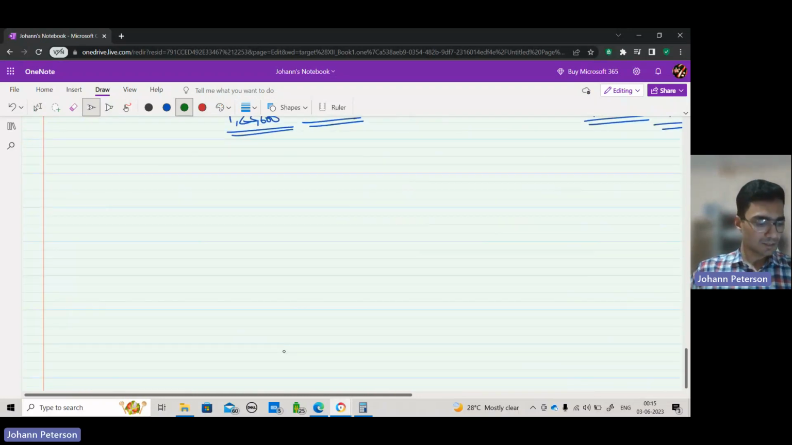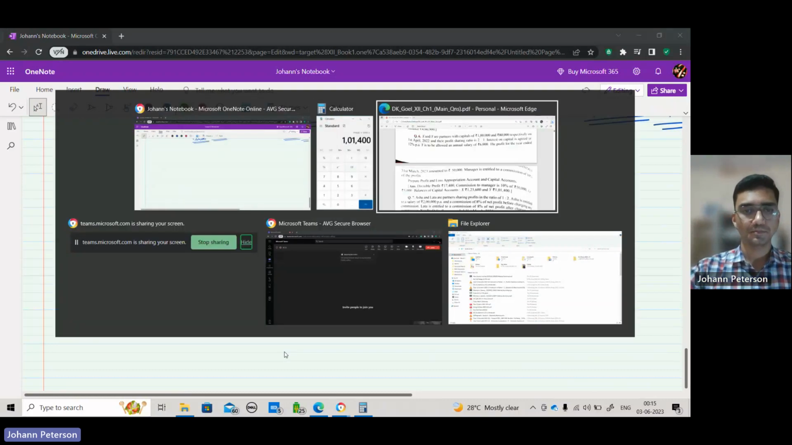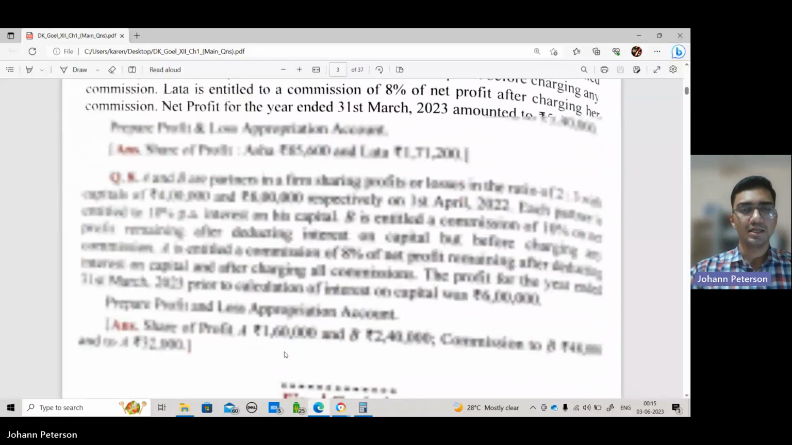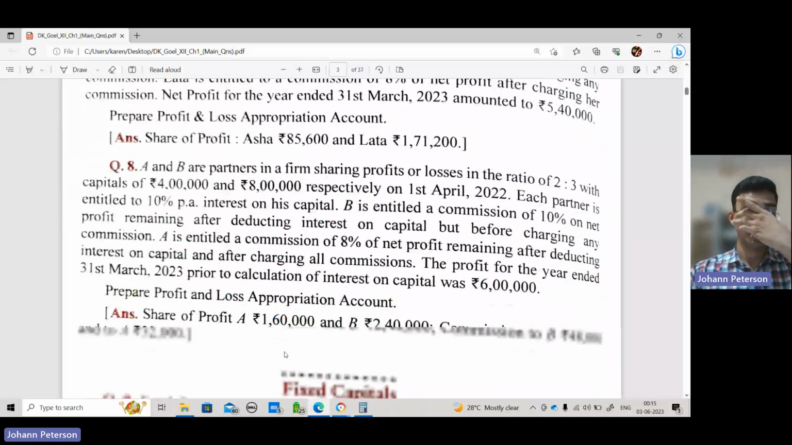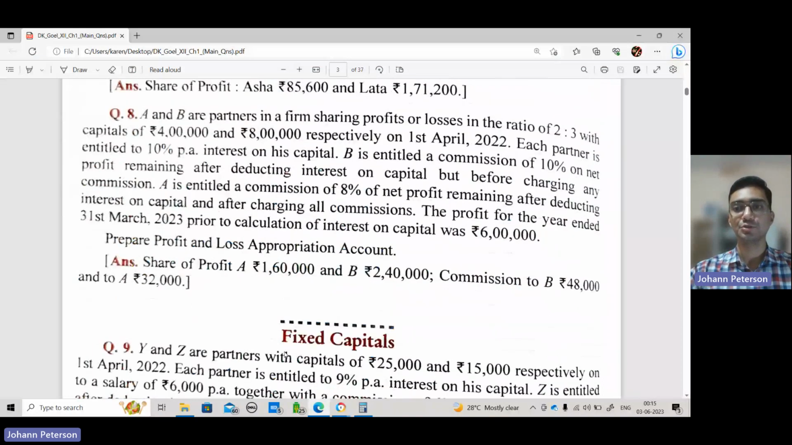Let's do another question. Let's come on the last question, question number 8 of this topic. It says, I'll show the question on screen. A and B are partners in a firm sharing profits and losses in the ratio 2:3 with capitals of 4 lakh and 8 lakh respectively on 1st April 2022.